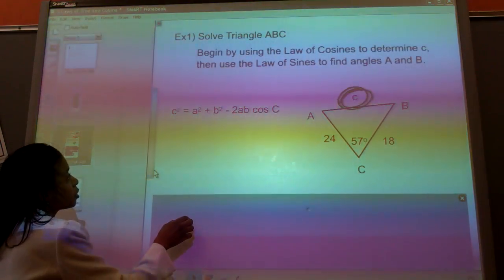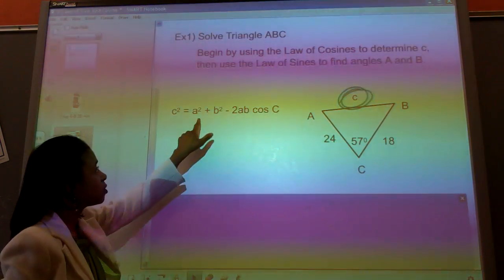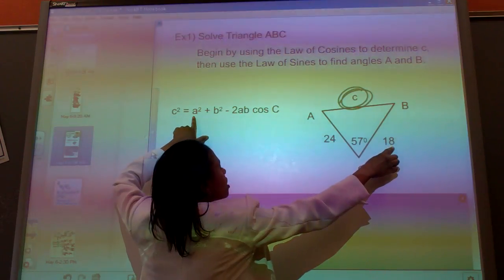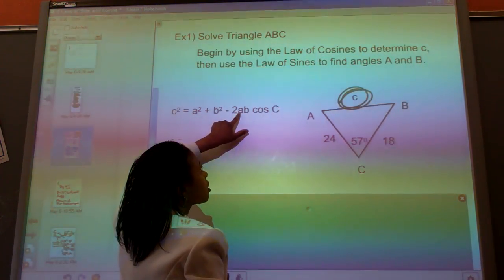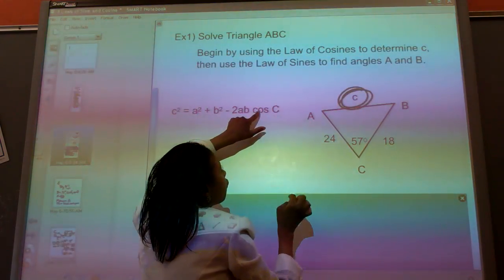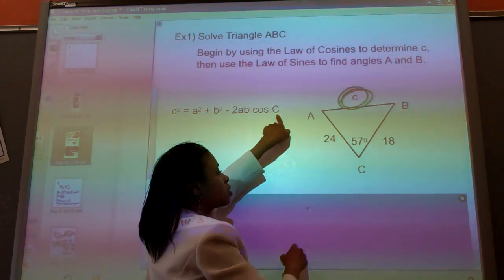Alright, looking at this particular equation, I ask myself, do I know a? I do. It's 18. Do I know the side length of b? It's 24. There's our a and b again, the 18 and 24. The cosine, do I know the measure of angle C?